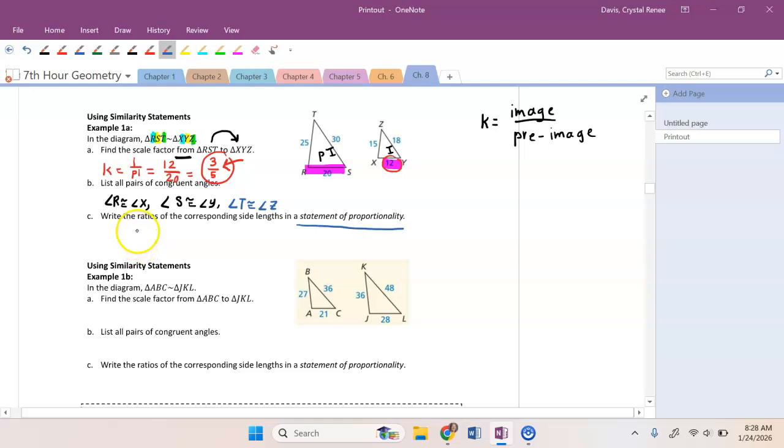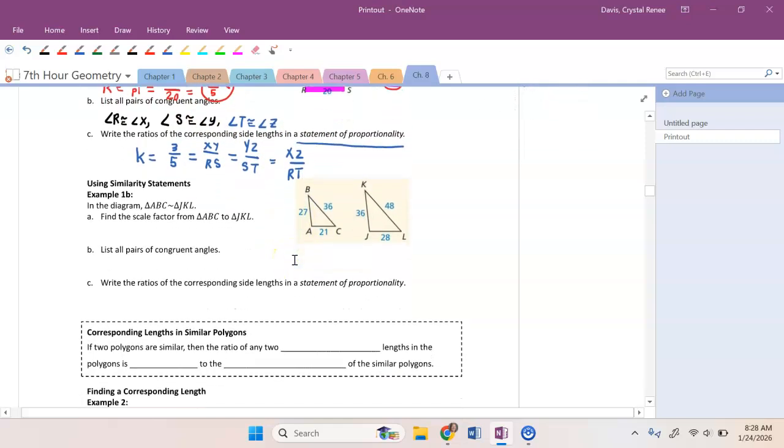Okay, so this is what we just did. So K, which we found out was 3/5, and that's the image over the pre-image, so that's XY over RS. Okay, and that's going to be the same as YZ over, for the last two here, ST. And then don't forget the first and last, so like XZ over RT. That is a statement of proportionality. That just means that we can try any of these proportions and it'll come out to 3/5.